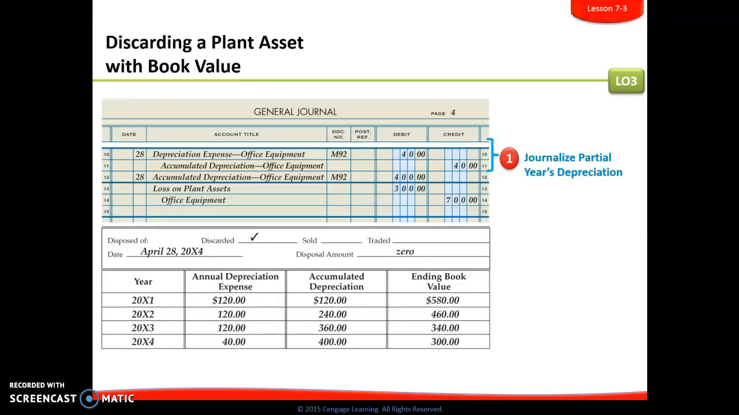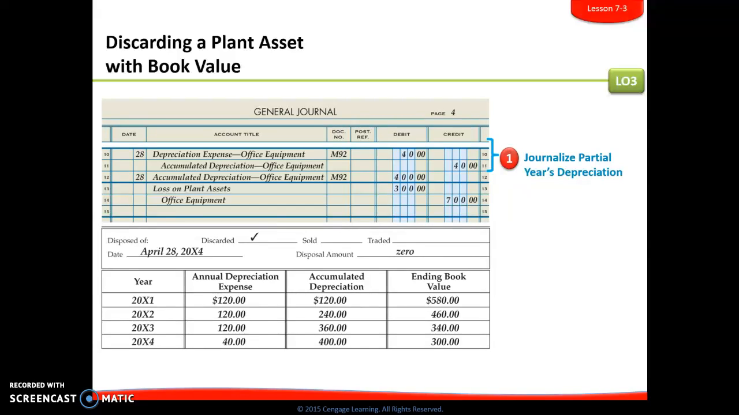Now we're going to look at discarding a plant asset that has a book value. The example we just looked at didn't have a book value. First, we need to journalize our partial year's depreciation. If we look at year 4, we need to figure out when we're selling it and how much depreciation it's worth. It says April 28th, so we're going to depreciate January through April: January, February, March, April, 4 months of depreciation.